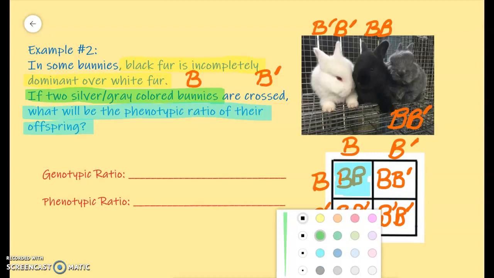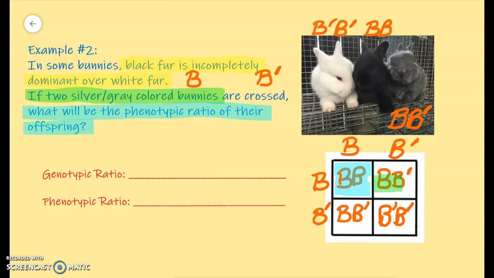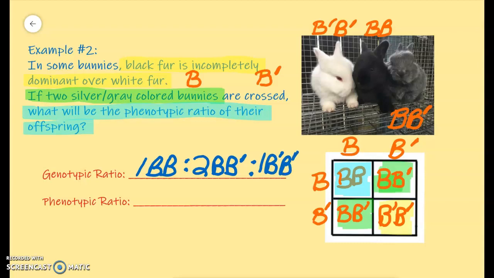2, there we go, it's finally working. 2 genotypes that are heterozygous, and 1 that is fully homozygous recessive. So we write out this genotypic ratio. I would have 1 individual who is 2 big B's, 2 individuals who are heterozygous, and one individual who is homozygous recessive, again using the apostrophes this time.